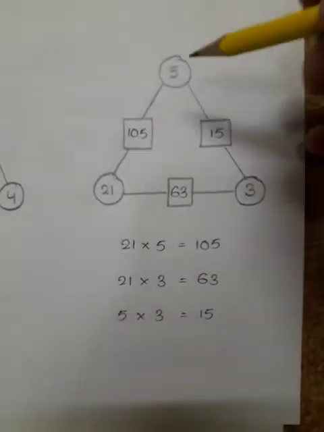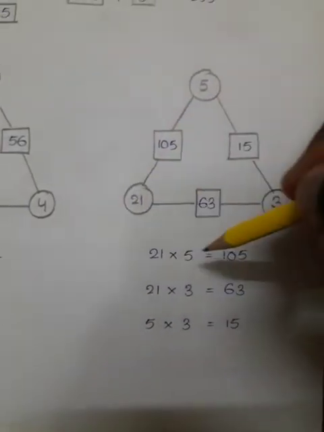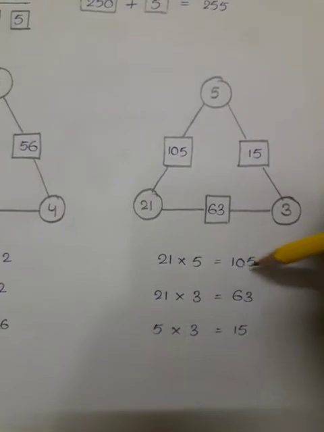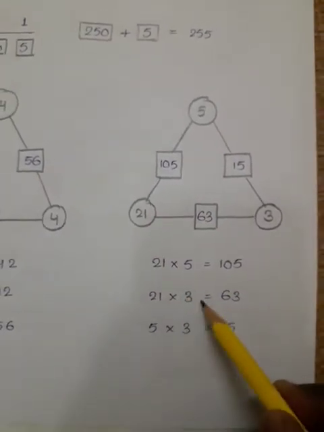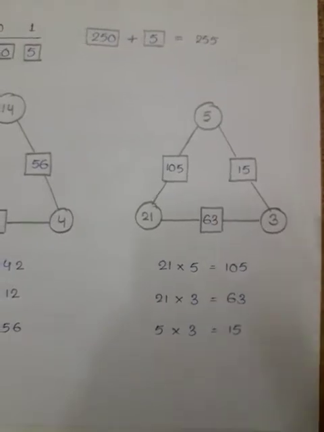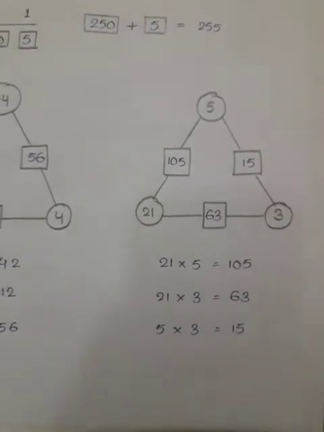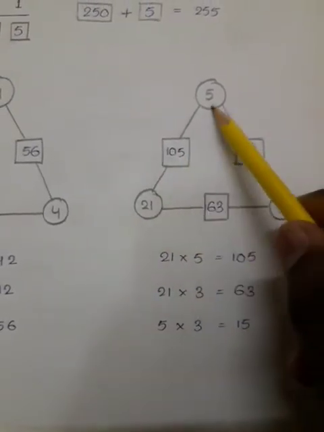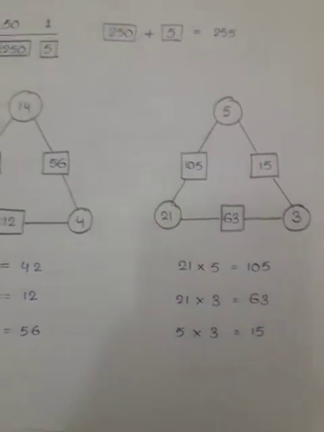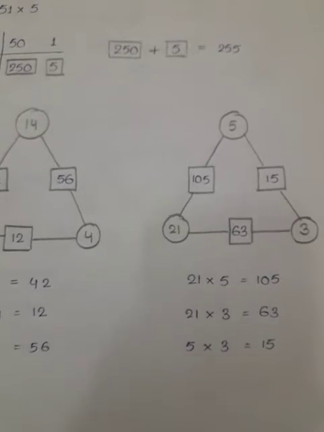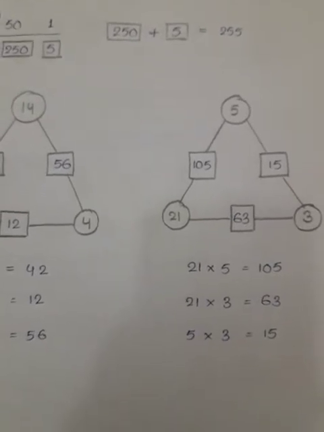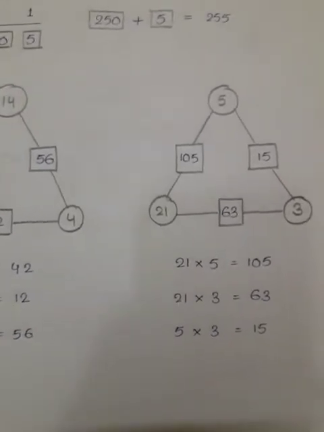Similarly the next question is what again? 5 multiplied by 21, 5 ones are 5, 5 twos are 10. The answer, write it in the middle. 21 multiplied by 3, 3 ones are 3, 3 twos are 6. Then the answer, write it in the middle. Similarly 5 threes are 15, write it in the middle. That means when you multiply two circles, the answer should be right in the middle of the square. That's it.